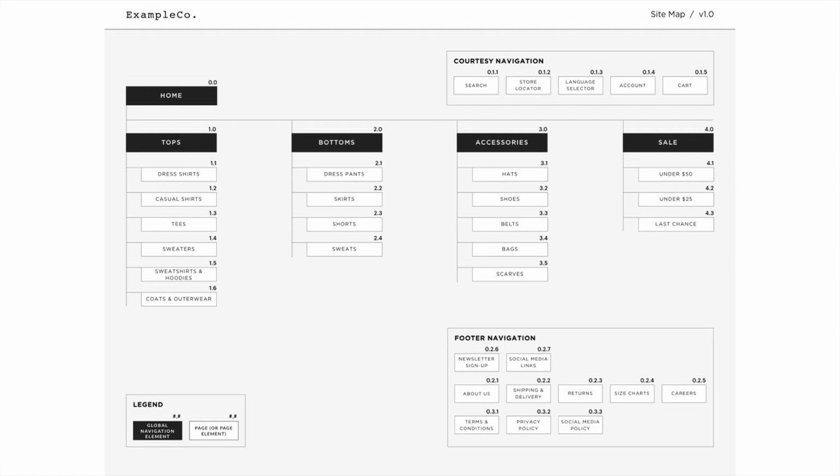And then in that third level of our footer navigation, we see things that are a little less important, but still serve a purpose on the majority of sites out in the wild. Terms and conditions, privacy, and social media policy. So those are usually text-only pages that need to be there for legal liability.